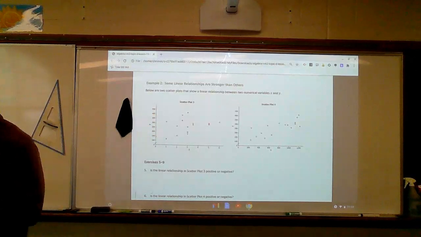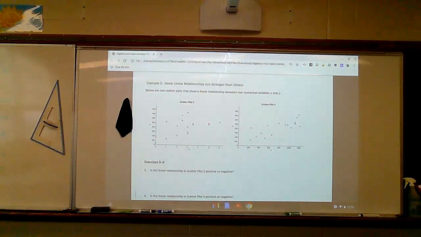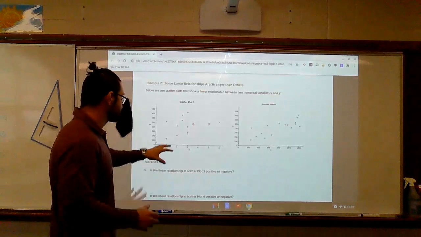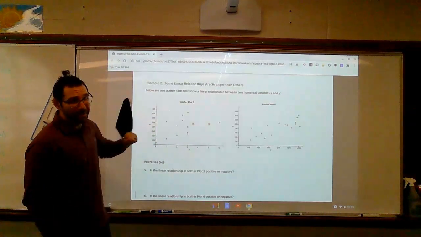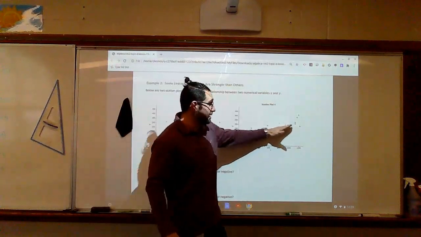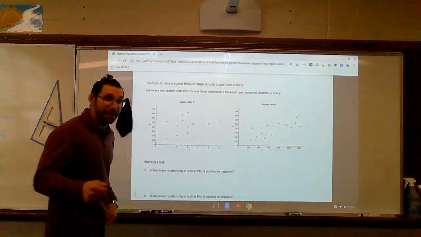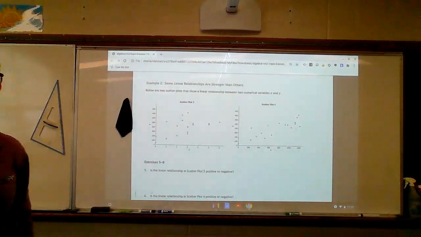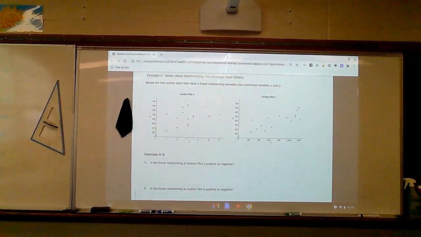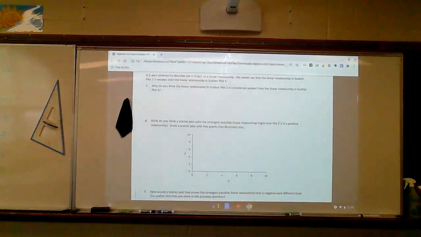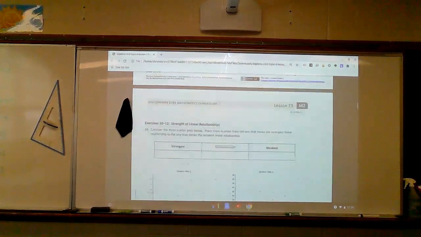This is where we talk about strengths of correlations, okay? Because there are better linear correlations. There's stronger ones, there's weaker ones. I would say this is a weak positive correlation, where here I'd say this is a nice strong correlation. And there's going to be a way to figure out whether it's true or not, whether it's strong or not.